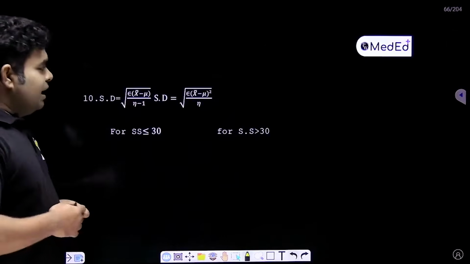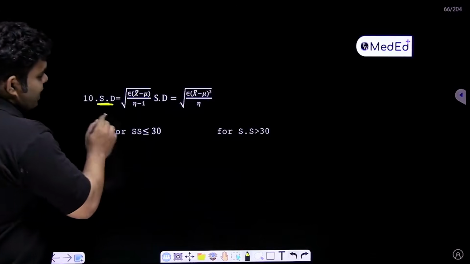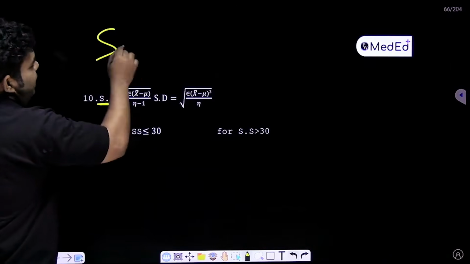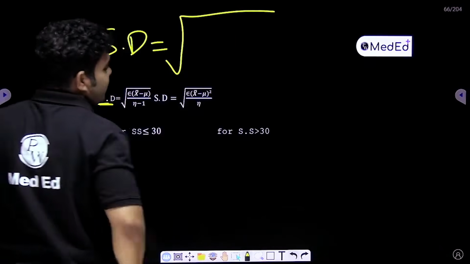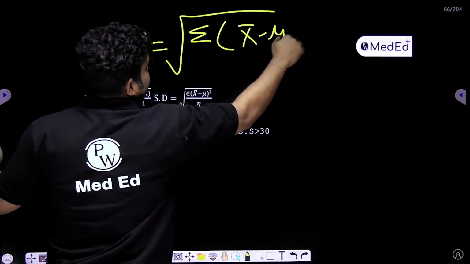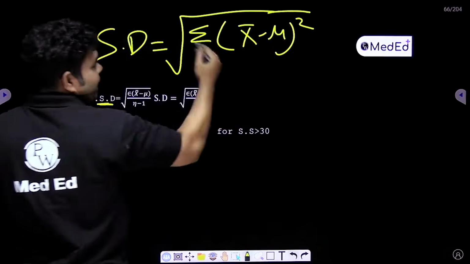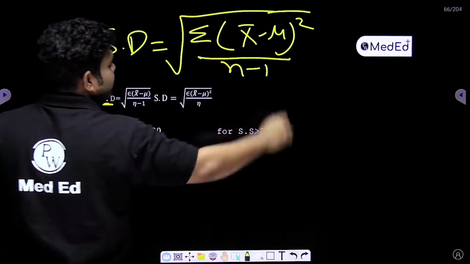And last, but not the least, identify the formula of standard deviation. As I said, standard deviation has 3 characters. When we write a standard deviation, first we write a square root to remove the square sign. We add all the mean minus number. We do square to remove the minus sign. And square root to remove the square sign, divided by n minus 1, the degree of freedom.